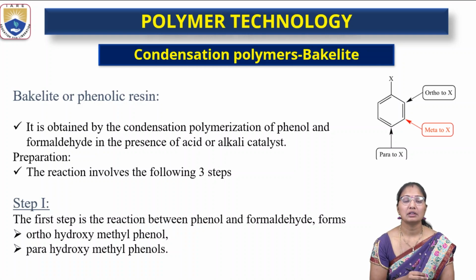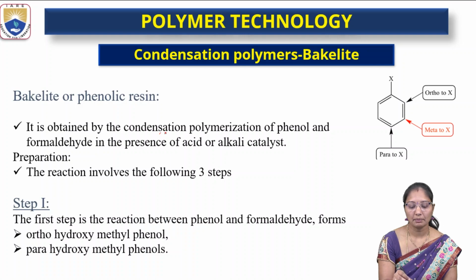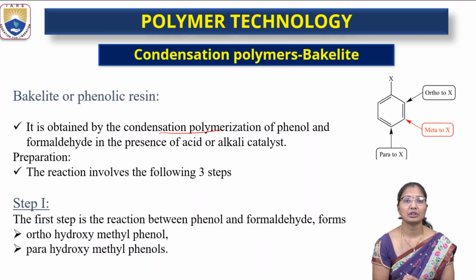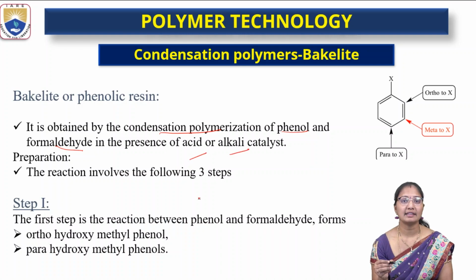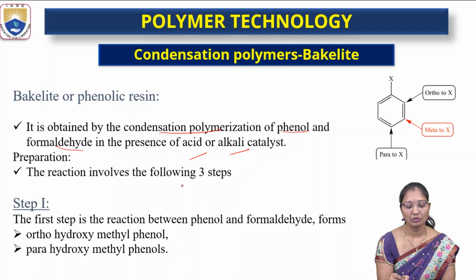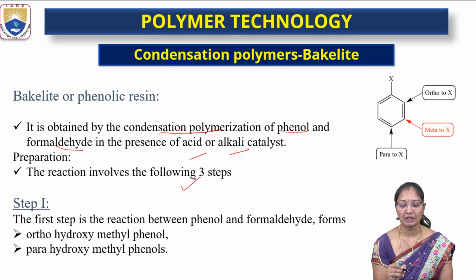Why? Because the monomers used in bakelite are phenol and formaldehyde. It is obtained by the condensation reaction. The condensation polymerization happens between the phenol and formaldehyde compound in the presence of an acid or alkali catalyst. This catalyst enhances or activates the reaction. The preparation of this polymer involves three steps.